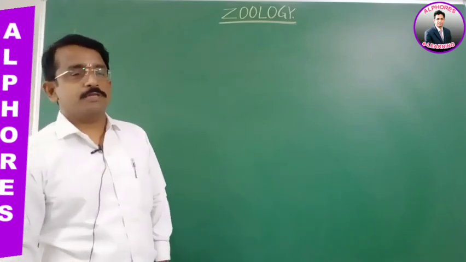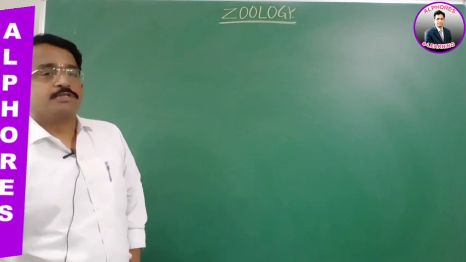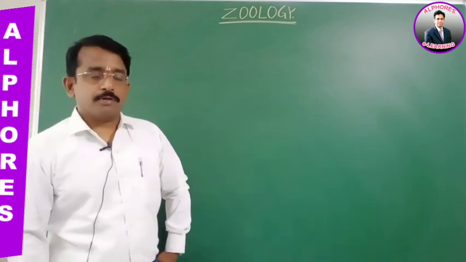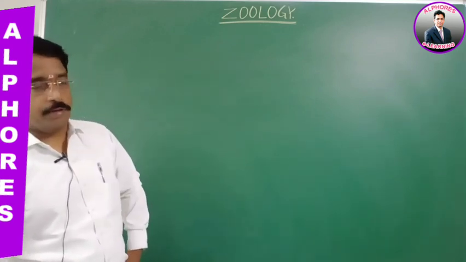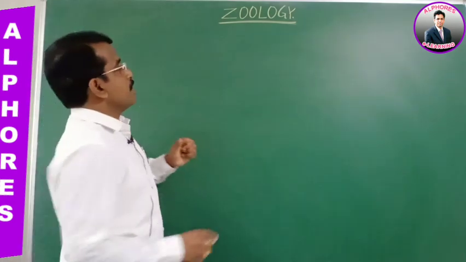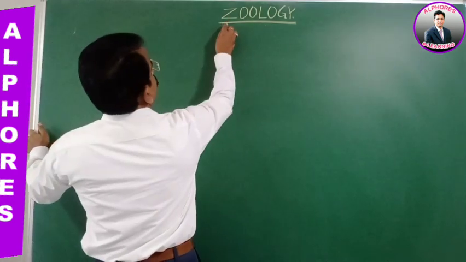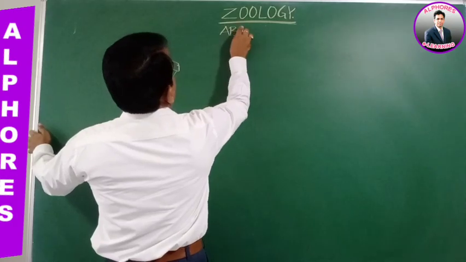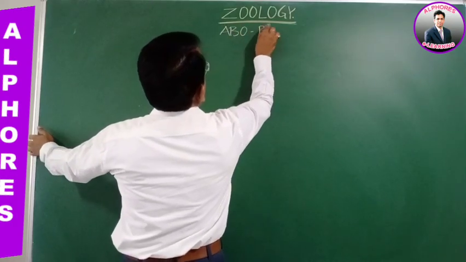This is a zoology subject, session 5 of chapter 3. So the ABO blood grouping system is what we are discussing. ABO blood grouping.